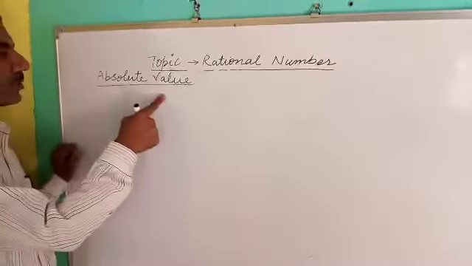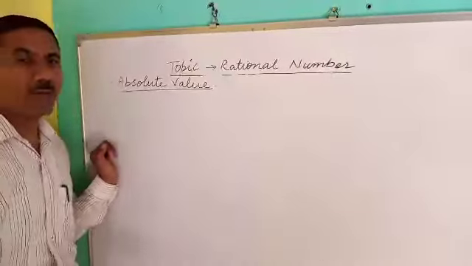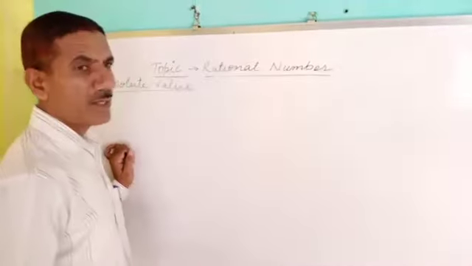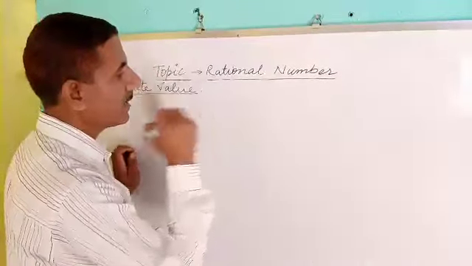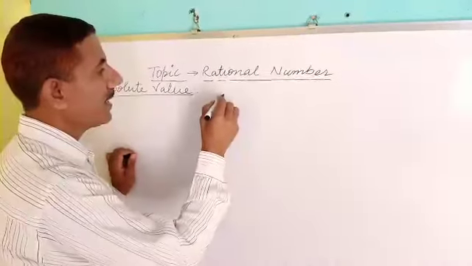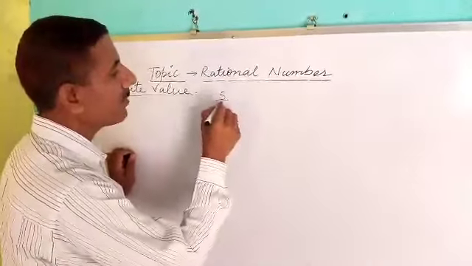Now the next topic, absolute value. What is the absolute value? You have seen that in the integers and in the rational numbers, there are positive and negative numbers.